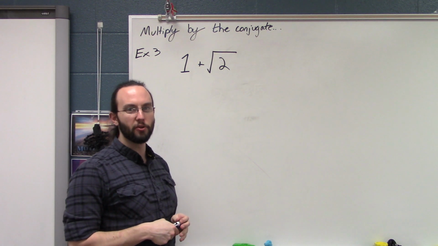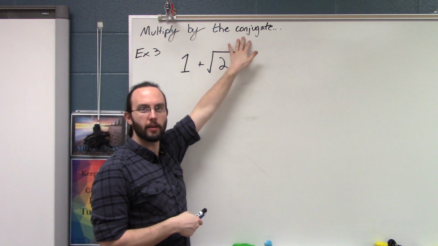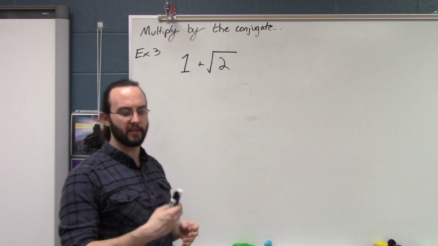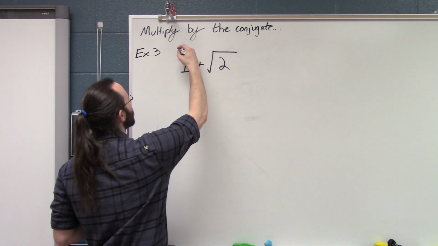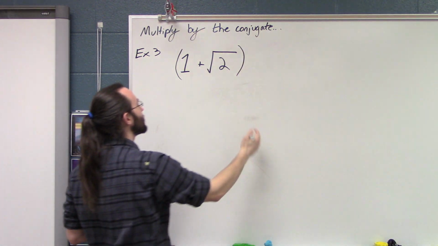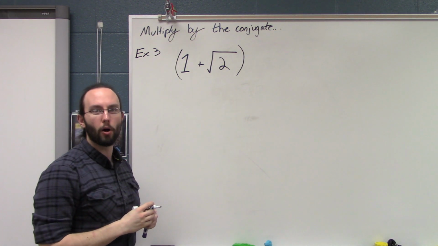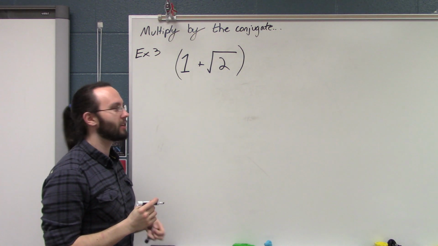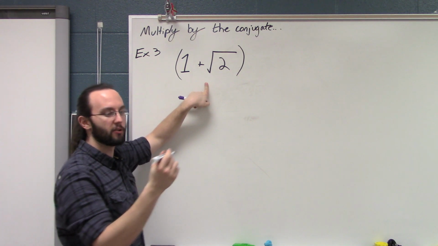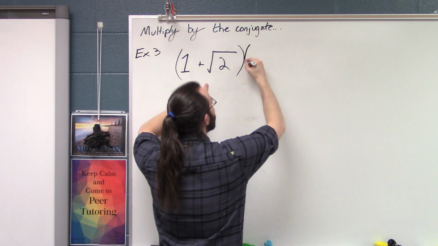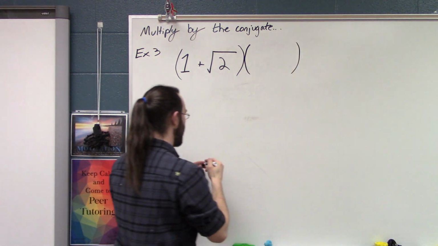So right now we have this new vocabulary word, conjugate, but we don't really know what good it is yet. So let's take a look at this very first example, which is actually example 3. We can multiply this binomial by its conjugate. 1 plus the square root of 2 is my original binomial. So let's multiply by the conjugate and see what happens.